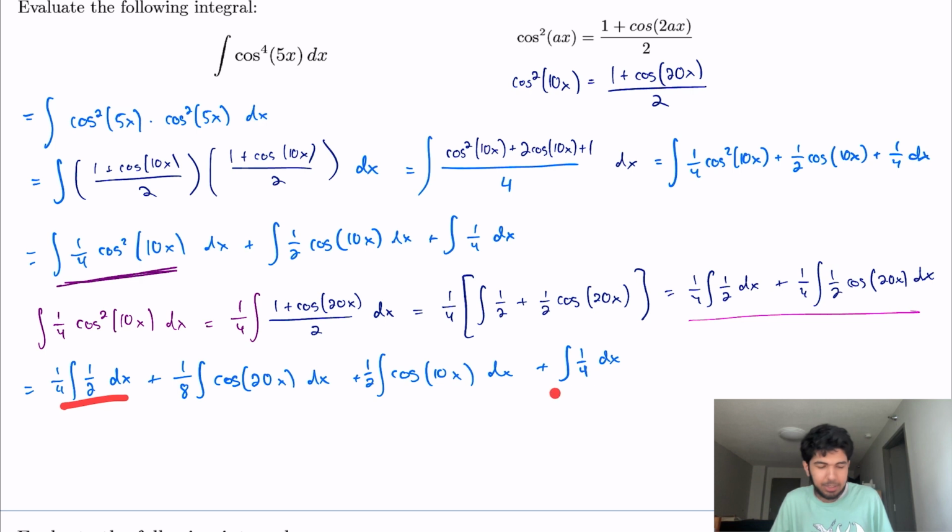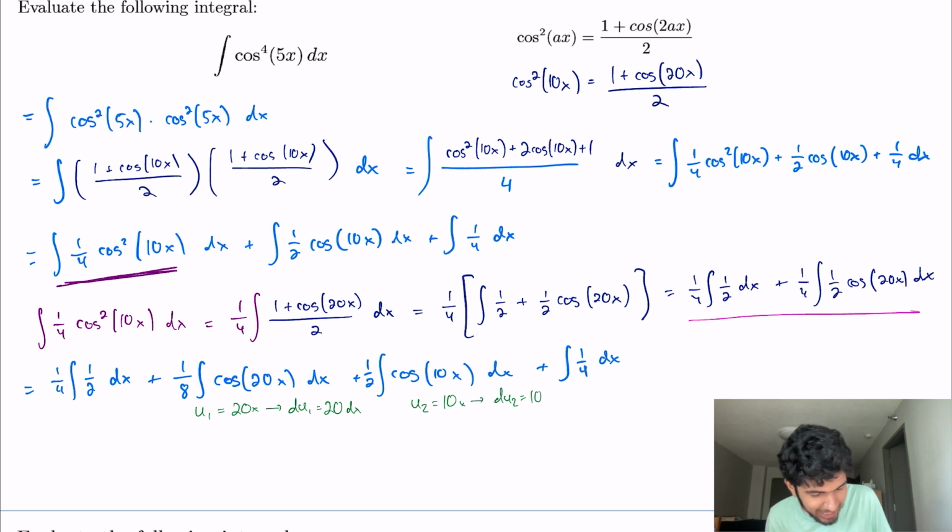The first and the third integral should be pretty simple to solve. It's just the second and the third one. But they both look pretty similar, where it's cosine of something, and as I alluded to earlier, we should probably use u-substitution. So let's try to solve both of them at once. For the first integral, we'll let u1 equal 20x, which tells us du1 equals 20 dx. For the second integral, we'll let u2 equal 10x, which tells us du2 equals 10 dx. And now we can solve these integrals.